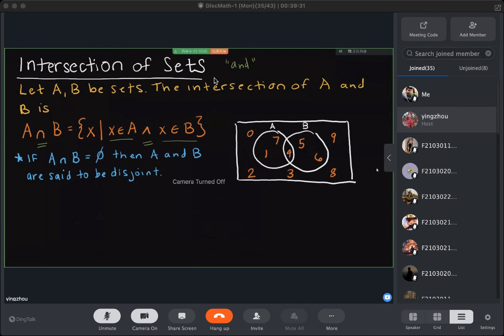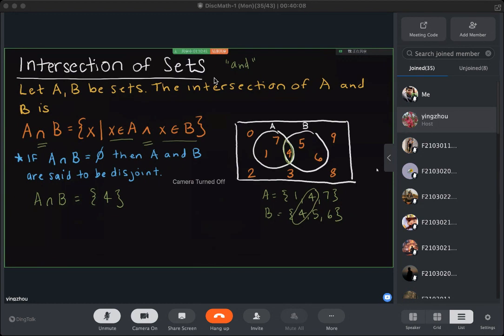So looking at my picture, I can see that the intersection A intersect B in this example is just 4. Because remember, A was 1, 4, 7 and B was 4, 5, 6. And so the intersection is only the elements that they have in common, and in this case, that is only the element 4.